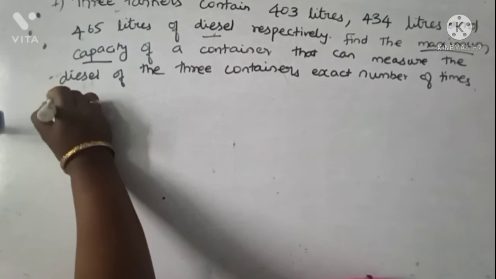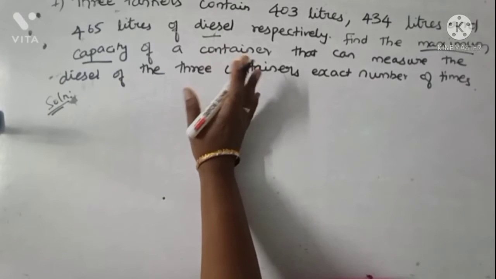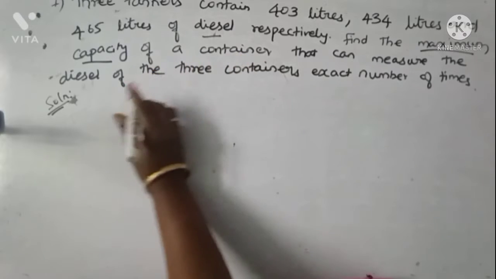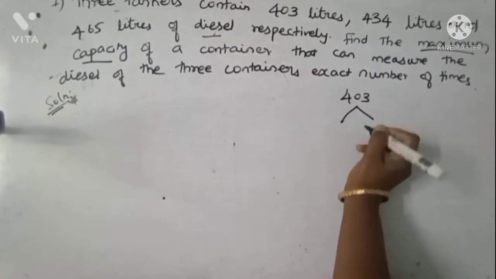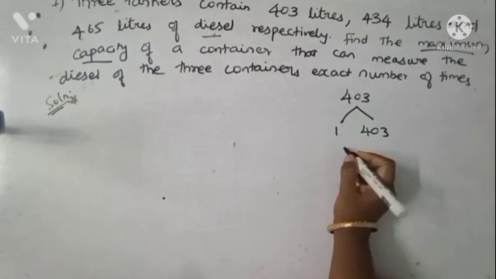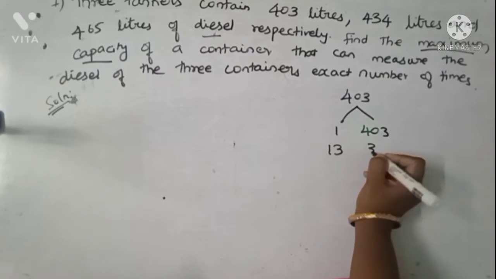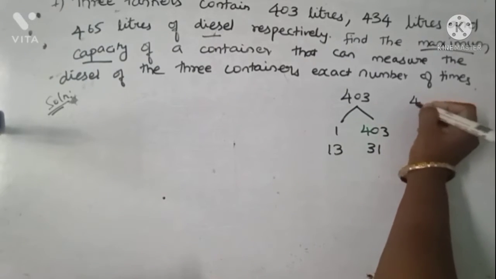Okay, solution. So we have to find the HCF for 403, 434, 465. First let us find the factors for 403. So what are the factors for 403? 1 into 403, and then with 13 tables, 13 into 31.